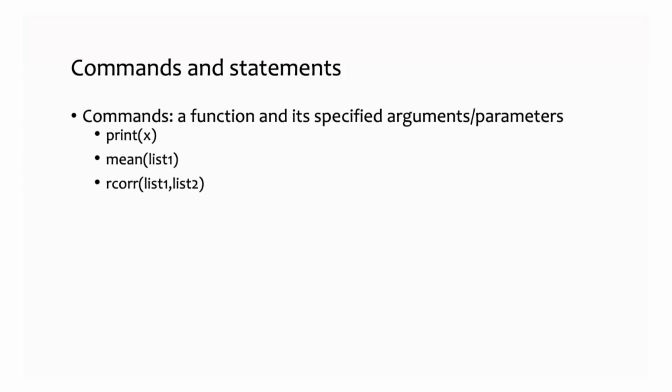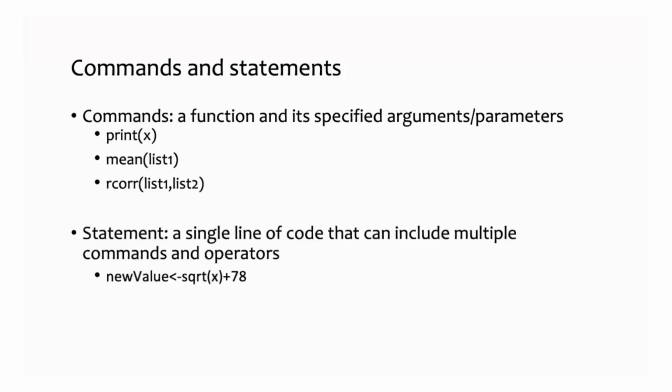So that's a command. And then a statement is a single line of code that can include multiple commands and operators. So you can include multiple functions, multiple operations. This is a single line, so it's like a phrase or a sentence. For example, new value is being assigned the value of the square root of X plus 78. So there's a command in there, there's a mathematical operation, there's an assignment operation. So then it becomes a statement. It's just the next in terms of length.